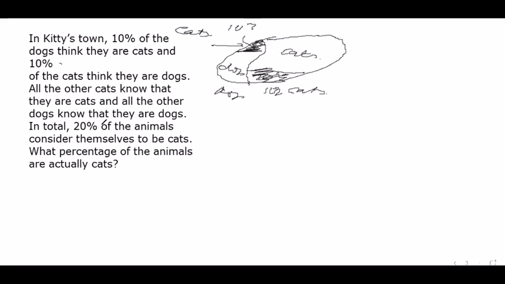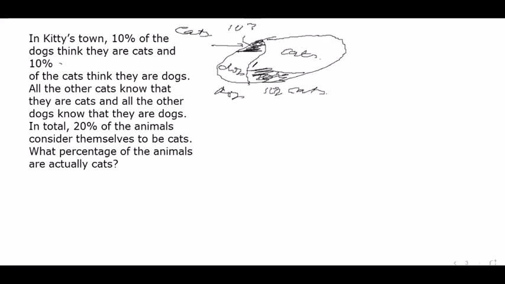Okay, so in total, 20% of the animals consider themselves to be cats. So, in other words, that darkened spot, they think they are cats, and these undarkened spots here think they are cats. When you join these two, that constitutes 20% of all the animals, dogs and cats, who consider themselves to be cats.